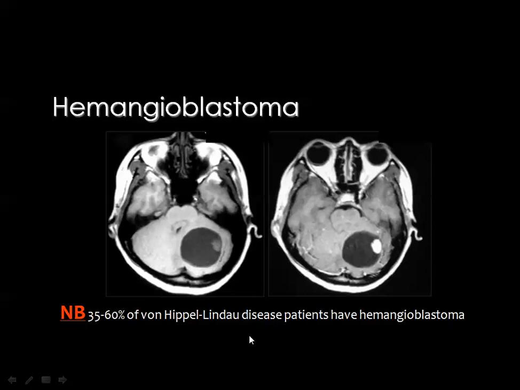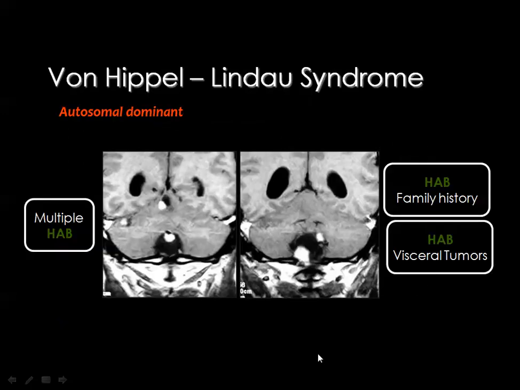And this is the T1 weighted image before contrast injection, and after contrast injection, the nodule is of intermediate signal here, and it shows intense post-contrast enhancement. And this is an example of a patient with von Hippel-Lindau syndrome having three hemangioblastomas, I'm sorry. And then this is one hemangioblastoma, and this is another one, and this is another one.